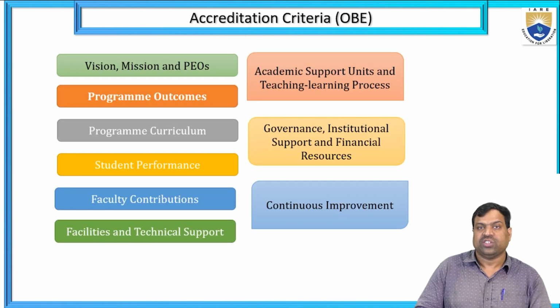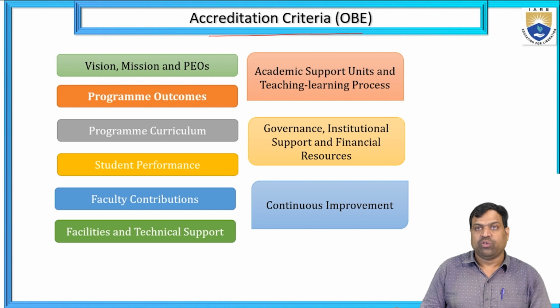We have to decide first. Then accreditation criteria. What are the criteria for accreditation? First one is vision, mission, and PEOs. Second, program outcomes, program curriculum, student performance, faculty contributions, facilities, and technical support. So these are the major accreditation criteria. In this, academic support units and the teaching learning process are important, and governance, institutional support, financial resources, and continuous improvement. So these are the major things of accreditation criteria.